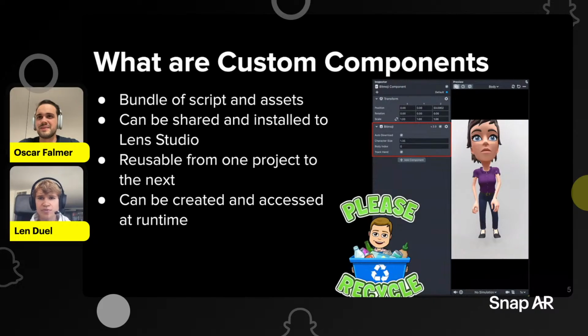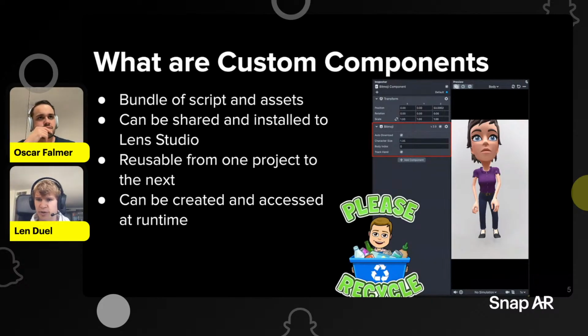Cool. Yeah, so what are custom components? So they are a bundle of scripts and assets. So it takes your JavaScript and combines with it any necessary assets for that, whether those are textures or meshes or things like modules that you have dependencies on. For instance, in the screenshot, this Bitmoji custom component would have a dependency on things like the Bitmoji module and the remote media module. And then custom components can be shared and installed to Lens Studio.